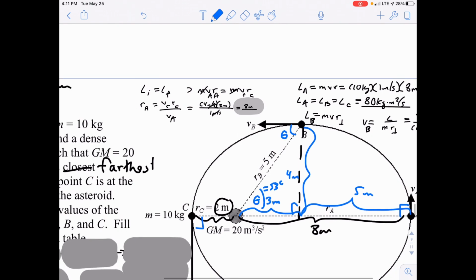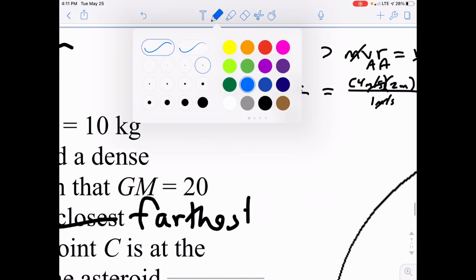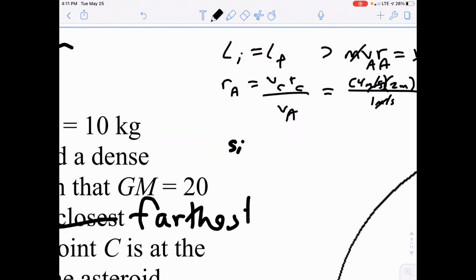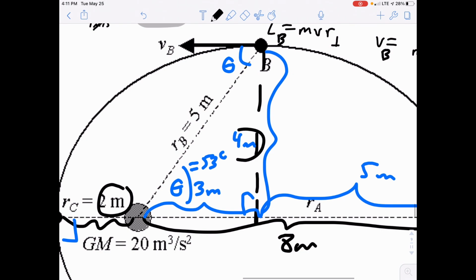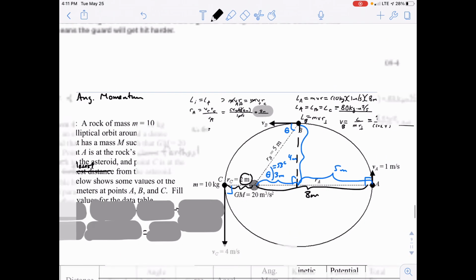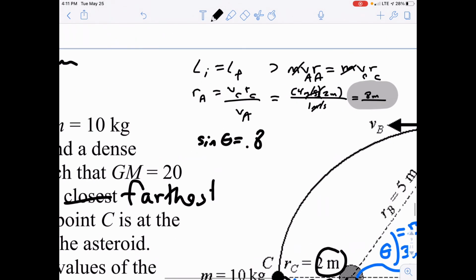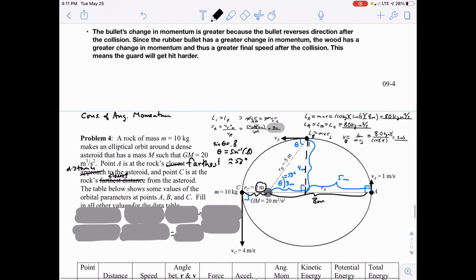Now, if you're not sure how to find that, then just go sine of theta equals, or any trig function for that matter, but it would be 4 over 5. 4 divided by 5 is 0.8. And if you take the arc sine of 0.8, it is approximately 53 degrees. So you can figure it out if you don't know what that angle is supposed to be.